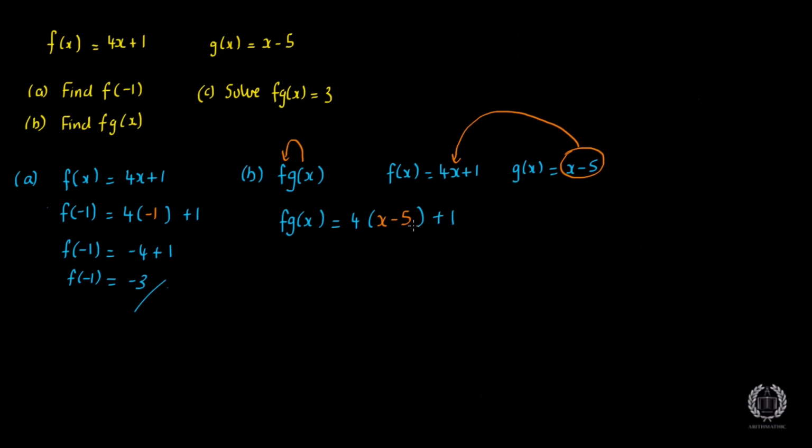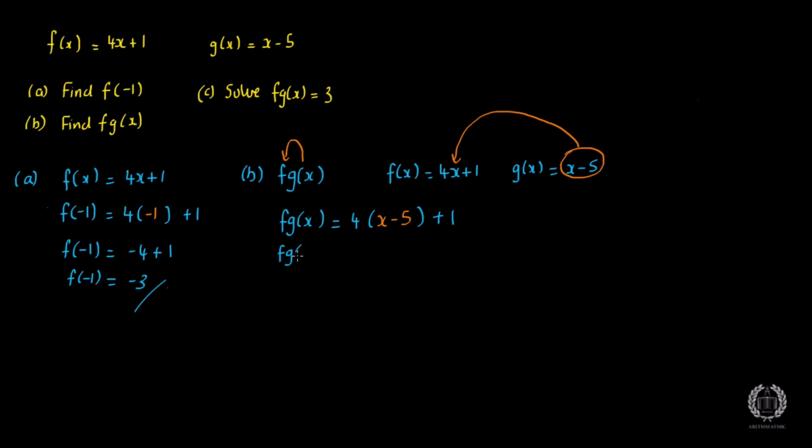Let me repeat that again. Remember, we're taking our g function and we're putting it inside f, right? My g function is x minus 5. I'm going to take this x minus 5 and substitute that inside x, wherever I see x. So you're going to have 4 bracket x minus 5 plus 1.